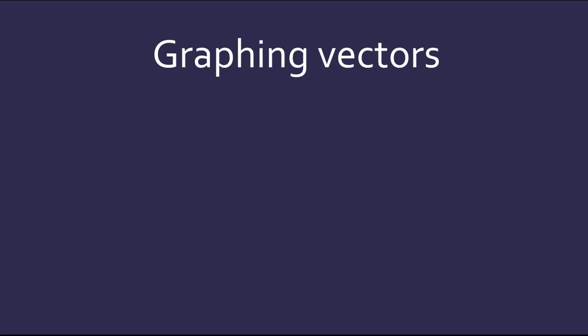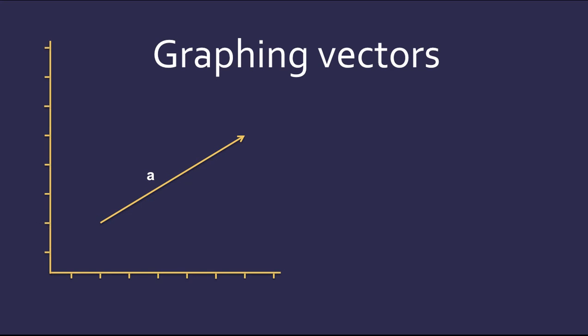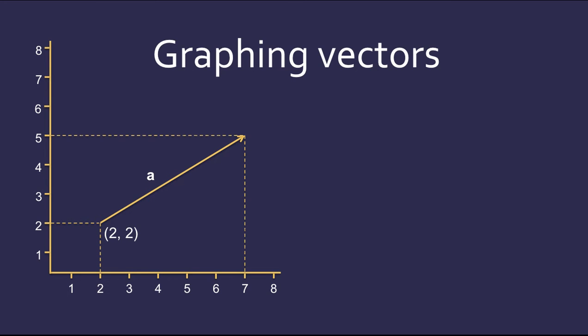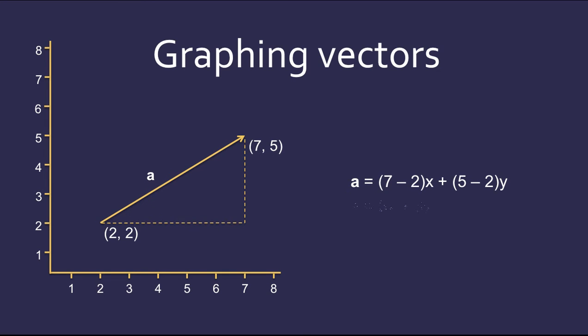In order to give a little more structure to a particular vector, it is useful to represent it on a graph. So using vector A, we can draw a graph around it. I've arranged the axes here so that the base of the vector is located at point (2, 2), and the head of the arrow at point (7, 5). A vector can now be described as being the difference in the x-coordinates and the difference in the y-coordinates. So vector A is 5 units long in the positive x direction and 3 units in the positive y direction. In other words, A is equal to 5x plus 3y.